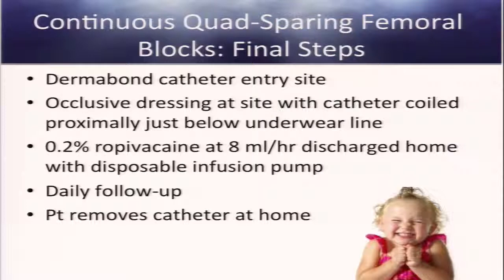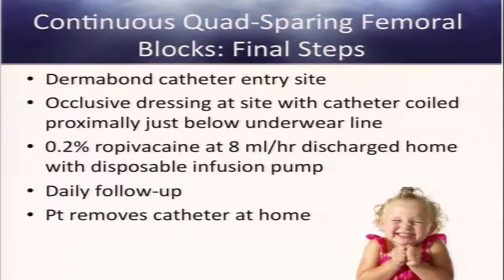Place an occlusive dressing at the site, but then take the catheter and bring it proximally and coil it just below the underwear line. If you put it under their underwear, it's both going to roll on the dressing, and your dressing will either come off or it's going to irritate them enough that they're going to complain about it and or take it out. It also means that you're less likely to have migration of your catheter, both between the dermabond and having it tunneled approximately 10 centimeters.